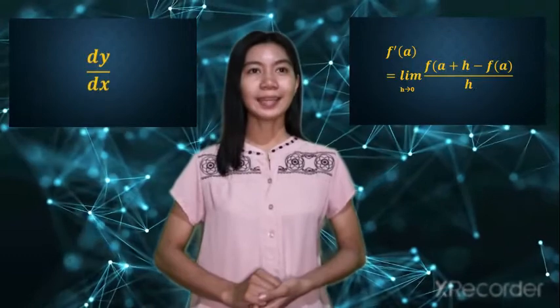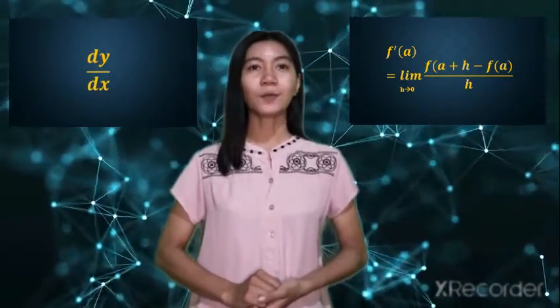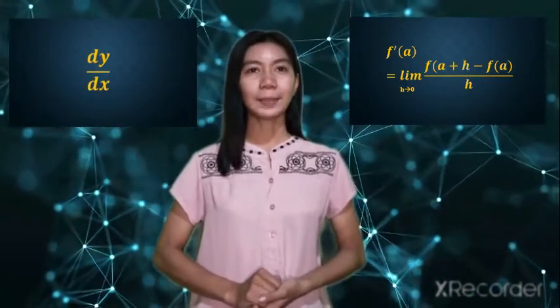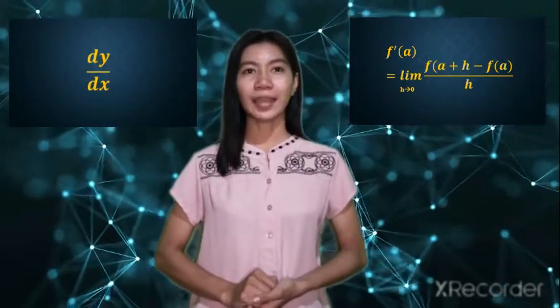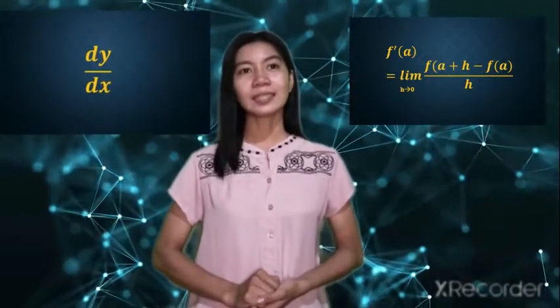A derivative is a way to show instantaneous rate of change, that is, the amount by which a function is changing at one given point. The derivative is often written as dy over dx. The derivative of y with respect to x is defined as f prime of a equals the limit of f of a plus h minus f of a over h as h approaches 0.